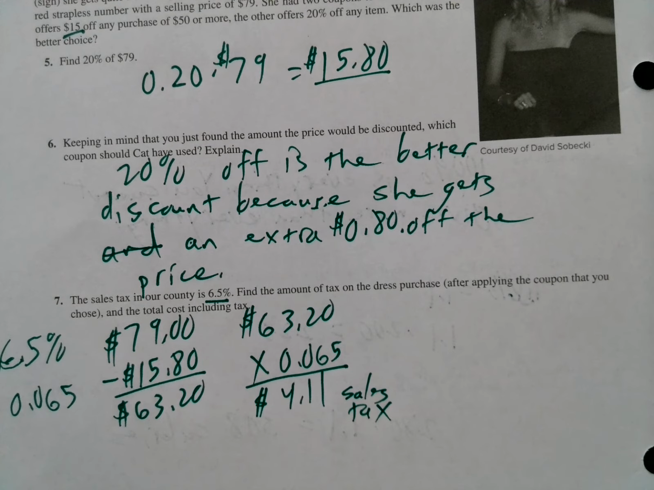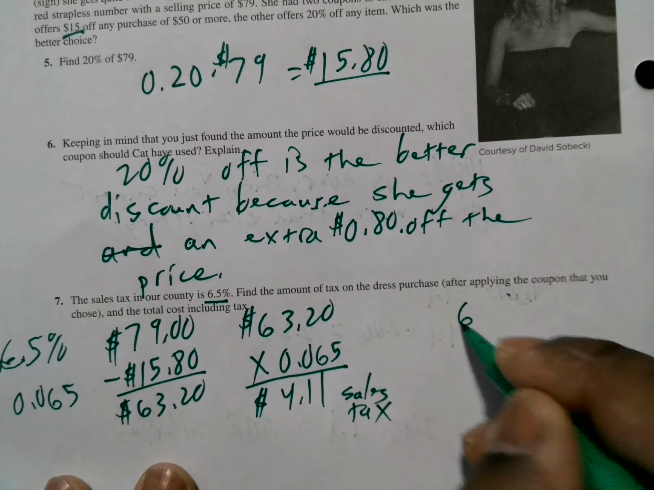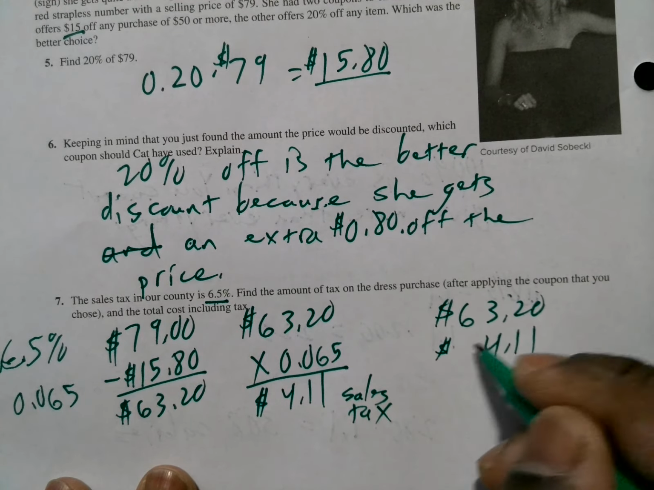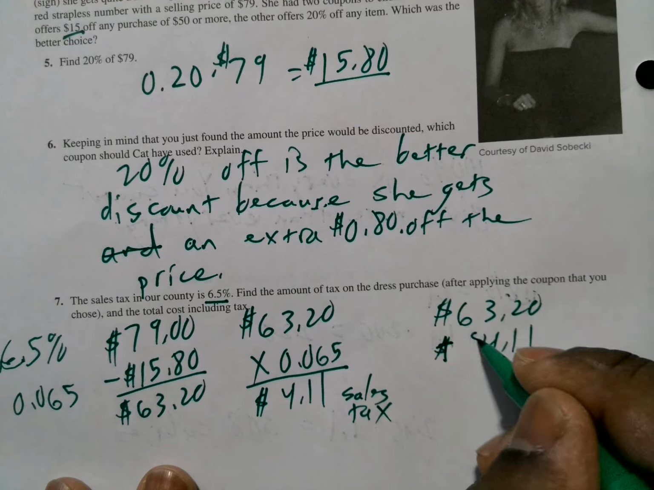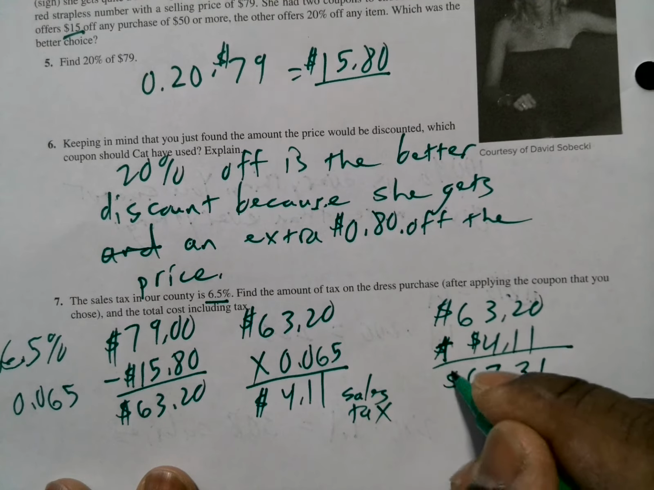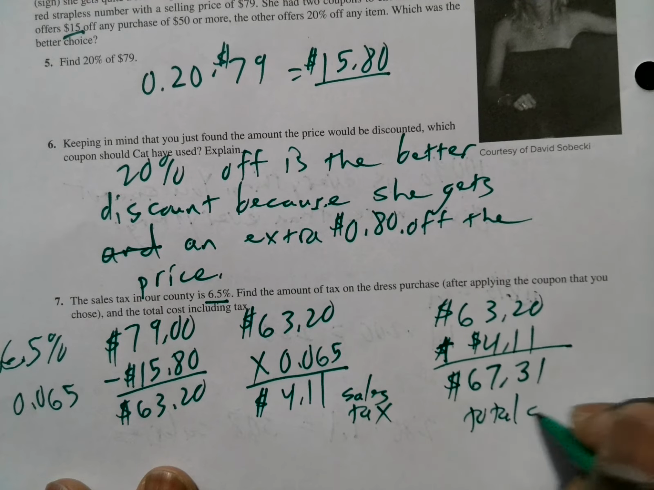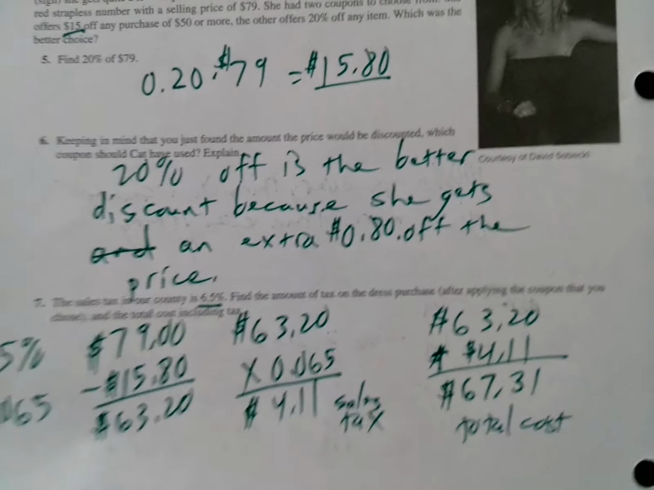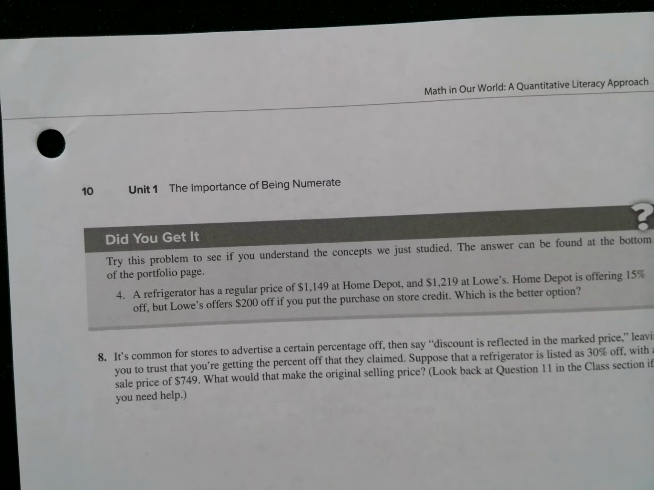Okay, now, for us to find the final price, we would take the discounted price plus the sales tax, and then that will be our total cost, which would be $67.31. This will be the total cost. Okay, now we will go on to page 9. Well, actually, I'm sorry, page 10. That was page 9. So we'll move on to page 10 and look at problem number 8.